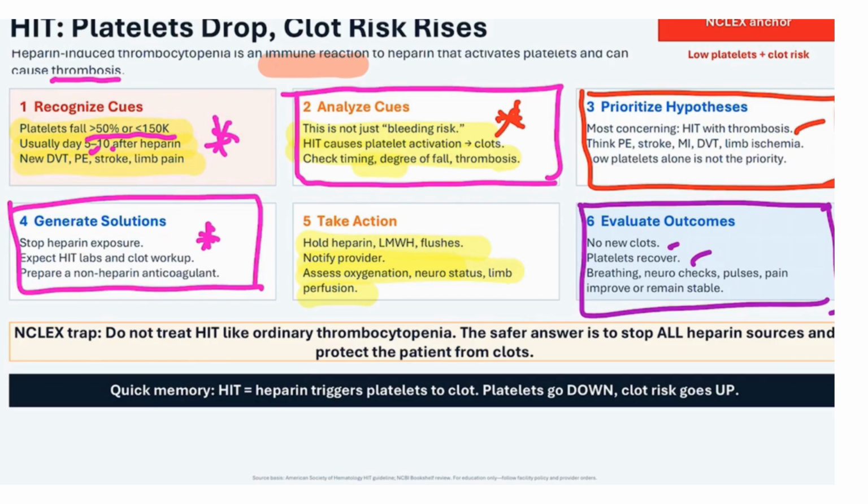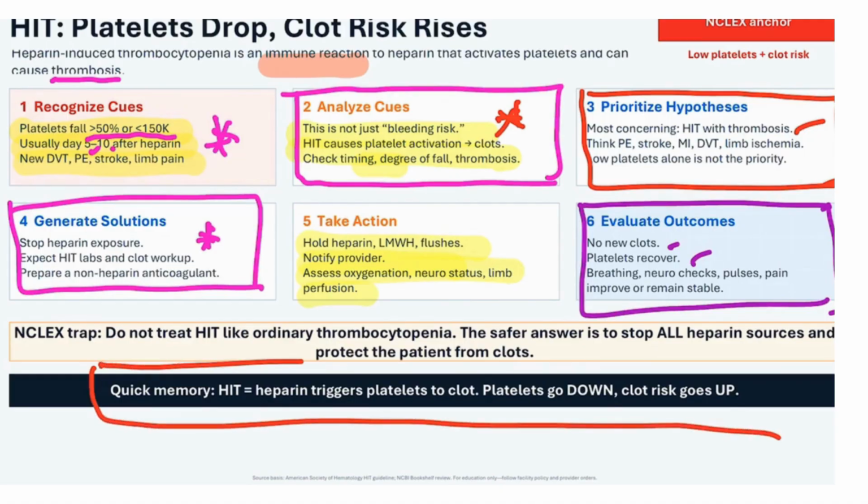So remember this for your NCLEX. Heparin plus falling platelets plus thrombosis risk means that there is heparin-induced thrombocytopenia. So the question right now is, what is your first priority action when the patient has heparin-induced thrombocytopenia? The best answer is stopping any form of heparin.